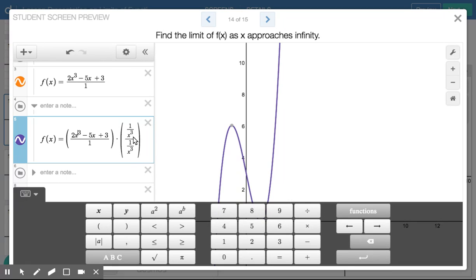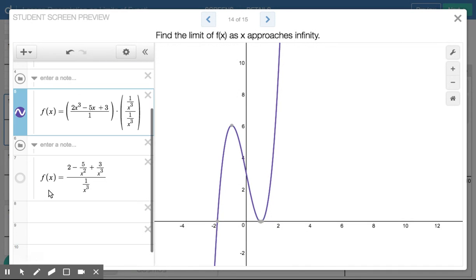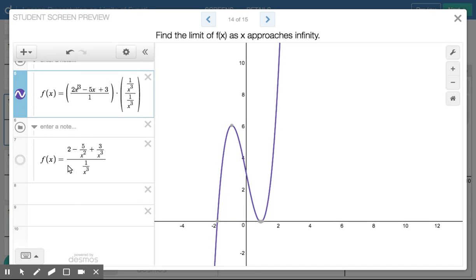Now, let's multiply the numerator and the denominator by 1 over x cubed. So we will distribute 1 over x cubed over the numerator and denominator. And this is what will happen. So we get here f of x is equal to 2 minus 5 over x squared plus 3 over x cubed, all over 1 over x cubed.